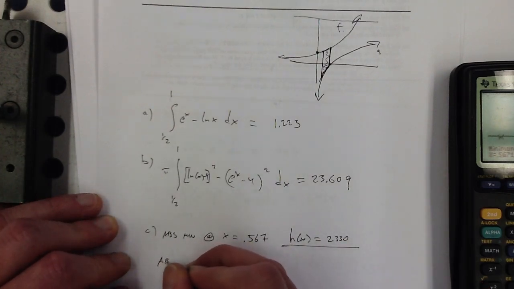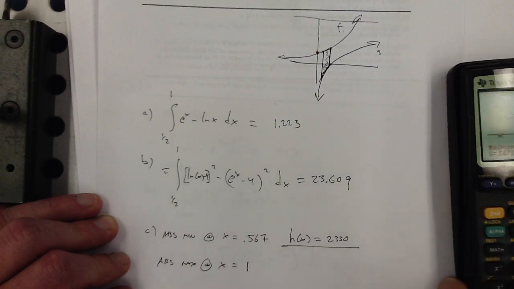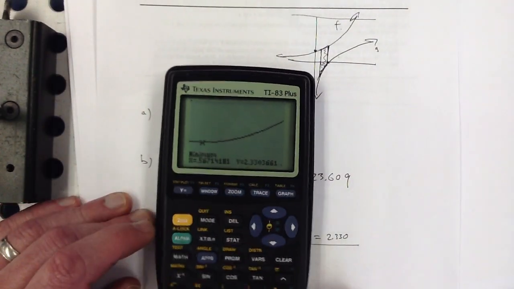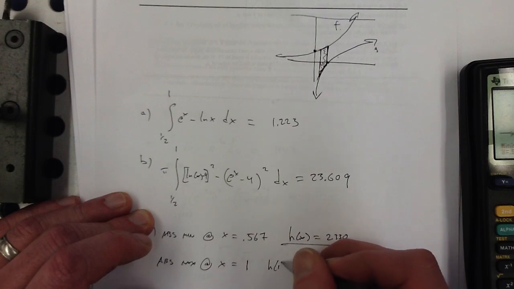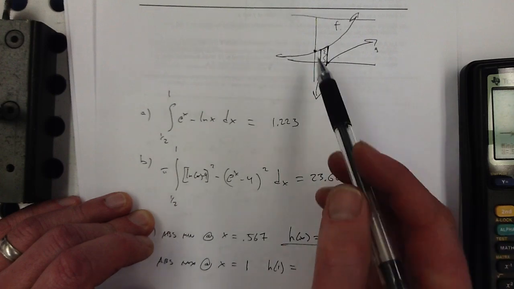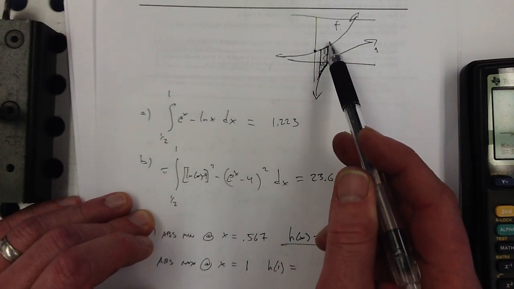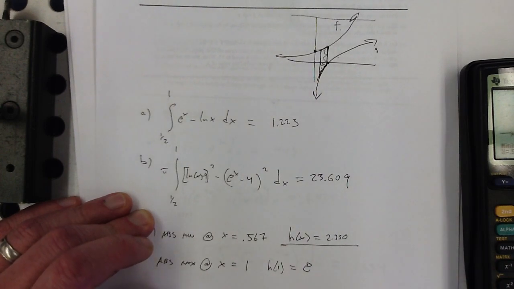And then the absolute max is at x equals 1. It's at the edge of the interval, right? And that's what we get when we plug in. That would be, let's see, which is on the top is e to the x, so that'd be e to the 1 minus the natural log of 1, so that would just be e. Right?